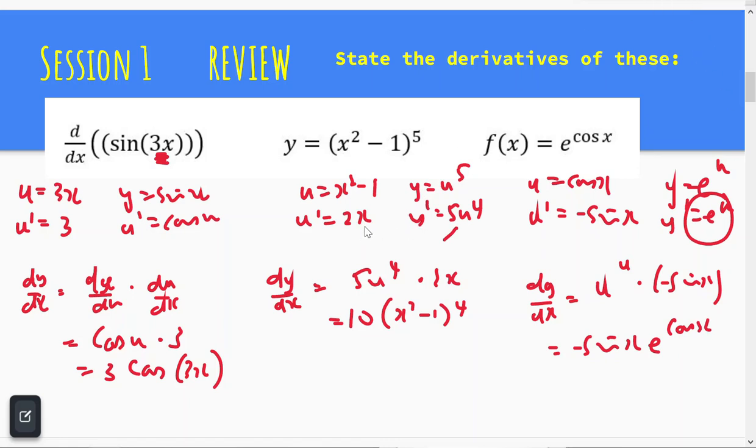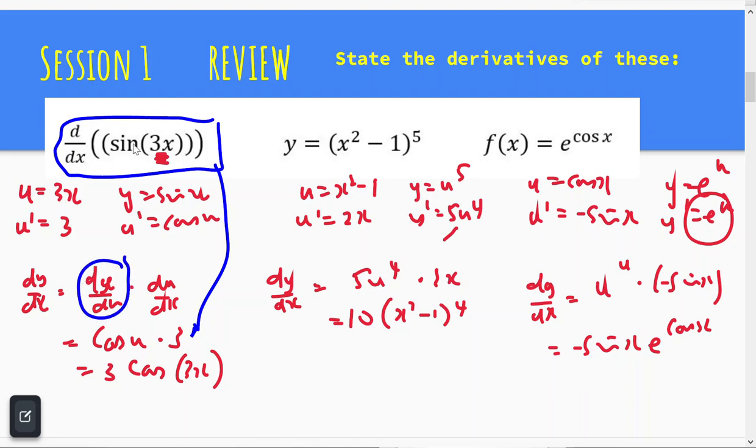Now that we've seen a few of these, I reckon there's a shortcut where I can go from here to there, because it's always the derivative of the sine, which is cos of u, then the derivative of the inside, which is 3. The derivative of all of this, which is 5u to the 4, times the derivative of the inside, which is 2x. And the derivative of e to the cos of x is e to the cos of x, times the derivative of the inside, which is negative sine of x. So I think there's a little shortcut that we can use.